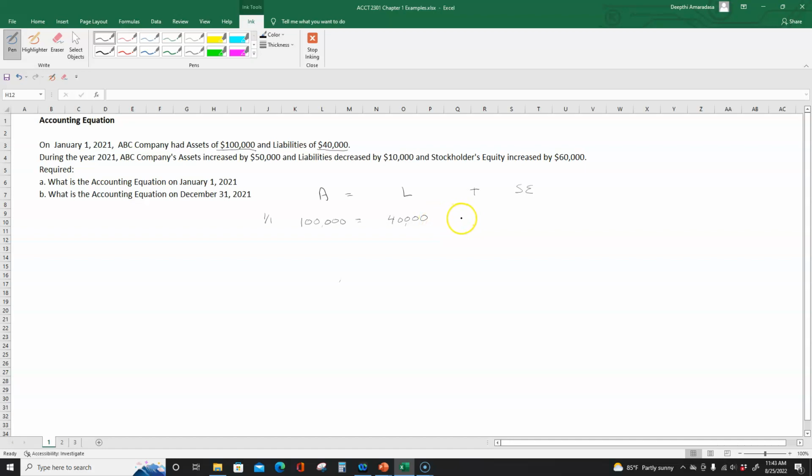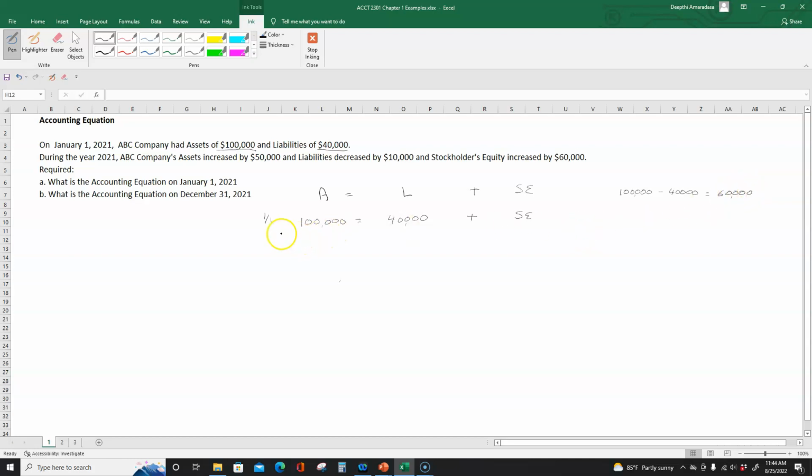But we know that at any given point in time, the accounting equation is always in balance. So for this equation to be in balance, we need to figure out how much is stockholders' equity. With assets and liabilities given, we can easily figure that out. How much should stockholders' equity be so that when you add that to $40,000, it's going to be equal to $100,000? To calculate that, you take your $100,000 assets minus $40,000 liabilities. That will give you stockholders' equity of $60,000.